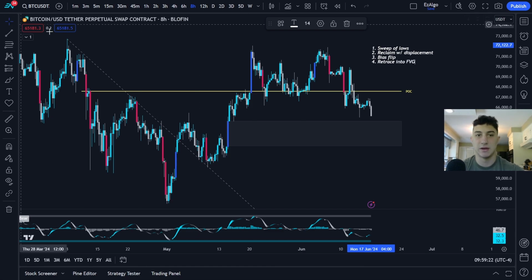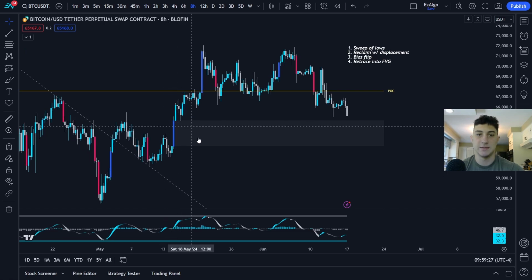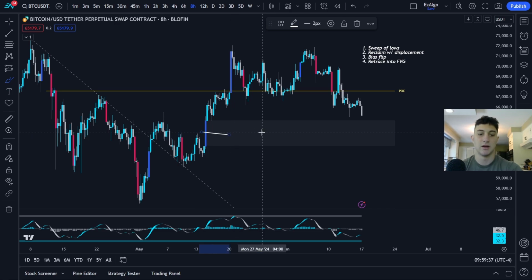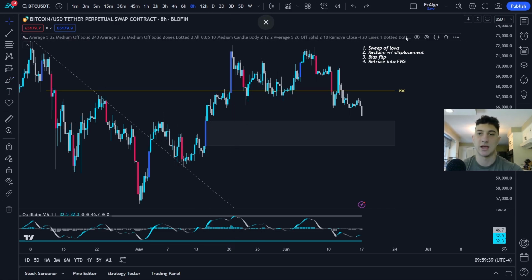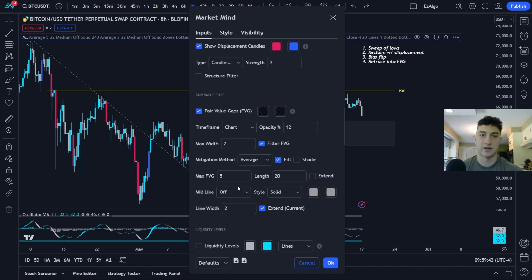When you see displacement, you will see a fair value gap as well. And as you can see, this is the main fair value gap that hasn't been filled yet. So when is a fair value gap filled? To me, it's at the 50% level. So after price tags the 50% level, so right around here, again, you can go into the Market Mind indicator and actually turn on the 50% level in fair value gaps, the middle line. So we're going to turn that on.